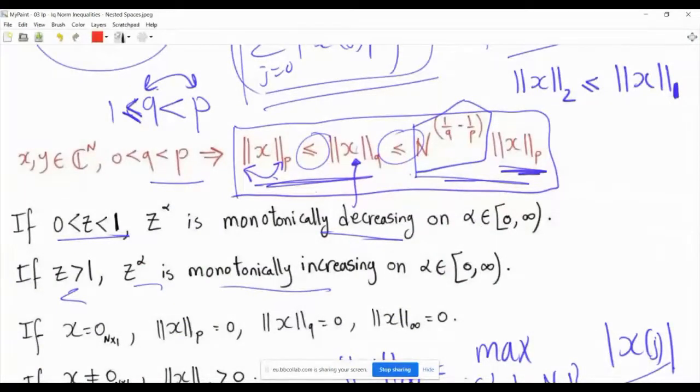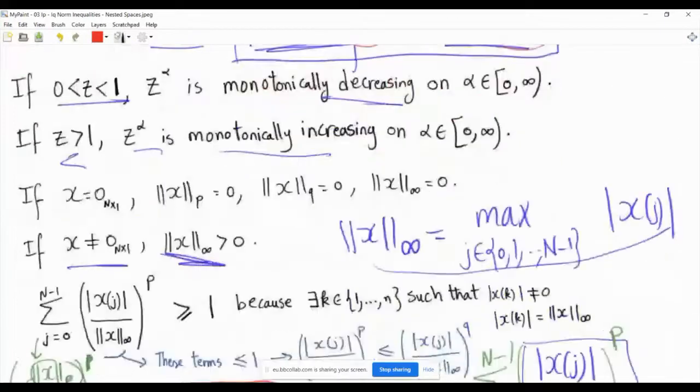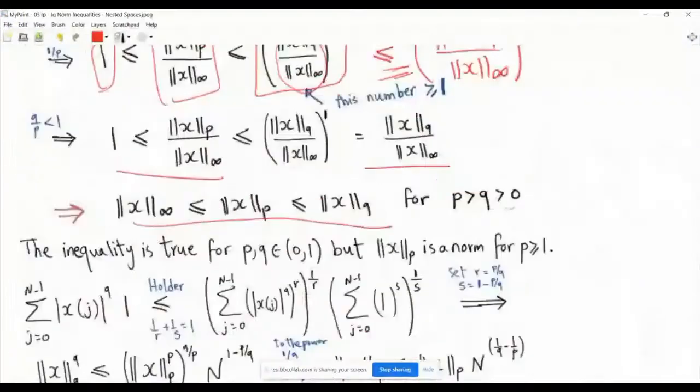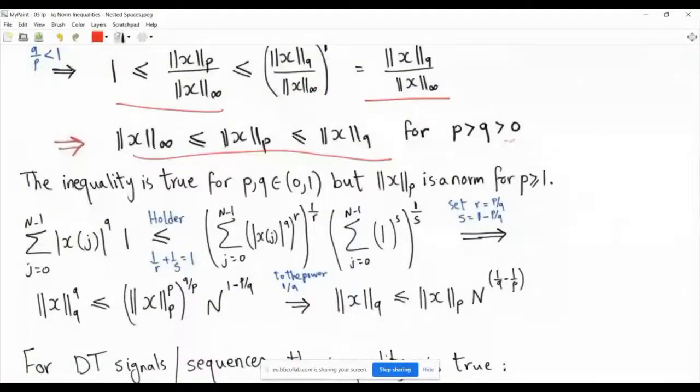What about the second inequality, where you can take the LQ norm and the LP norm and have an inequality, but you need, of course, to add this factor. So here our friend will be Holder's inequality. We can apply Holder's inequality, and here is how we do it.